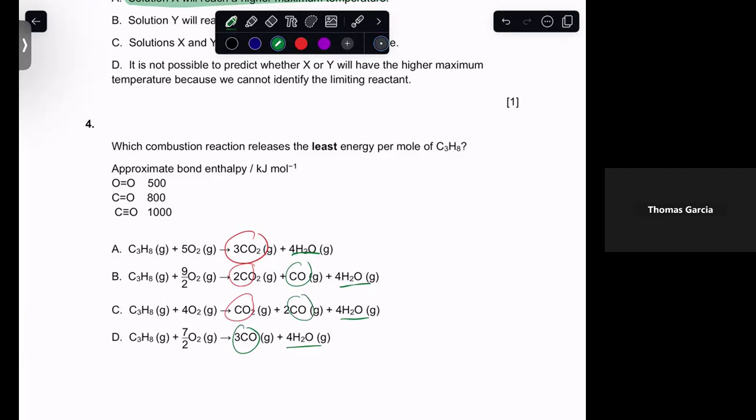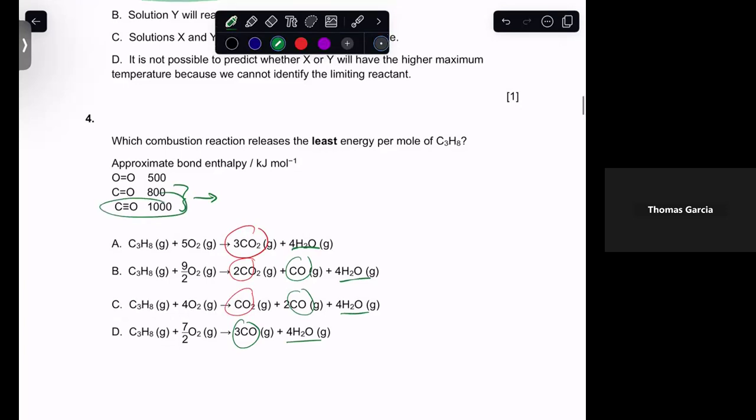Now, the big difference comes within carbon monoxide and carbon dioxide. Carbon monoxide, which I've circled in green, has this triple bond C≡O, which has 1,000 kilojoules per mole. So that's a lot. While carbon dioxide only has C double bond O, which is 800. So you tend to think that anything with carbon dioxide would produce less energy than carbon monoxide because 800 is less than 1,000. Kind of common sense. But here's where the catch comes in.